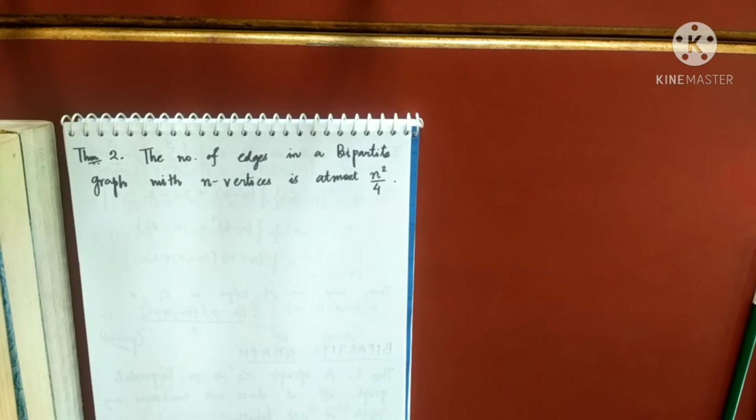It gives you the bound for the number of edges again. So you know that the number of edges in a complete graph is n into n minus 1 by 2. The number of edges in a complete bipartite graph is m into n, where m is the number of elements in the first partite set and n in the second one. But in any bipartite graph, the maximum number of edges can be this.